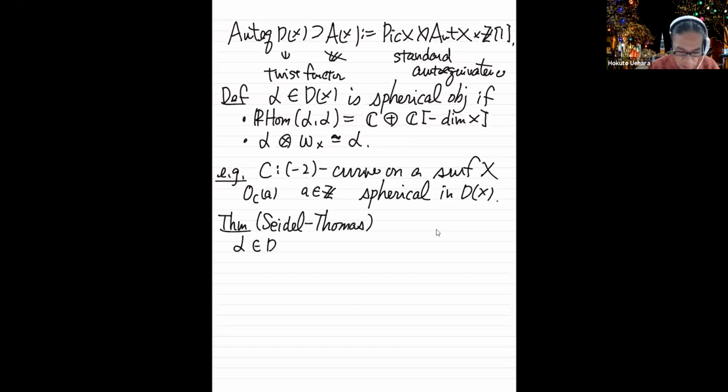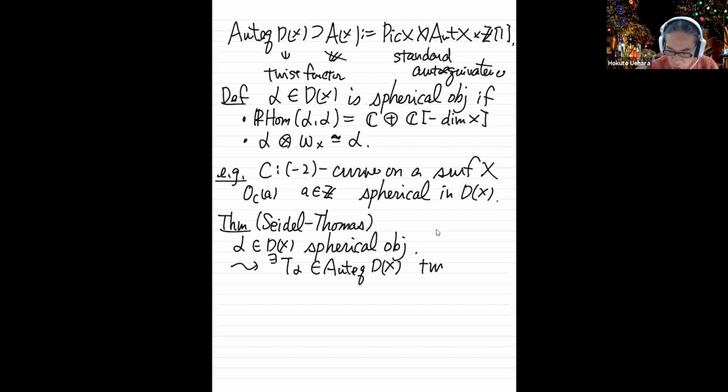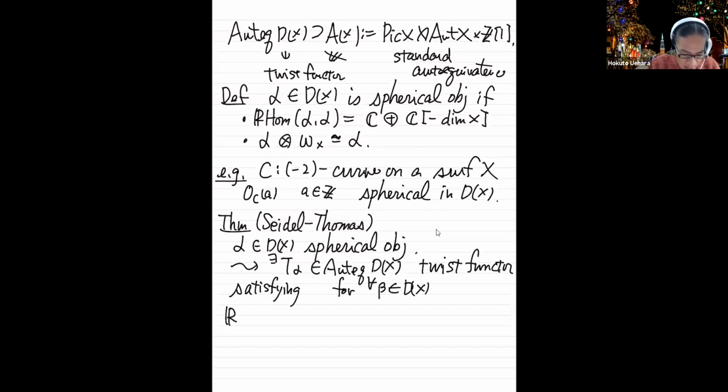For a given spherical object, we can define the autoequivalence T_alpha associated with this spherical object, which is called the twist functor, satisfying the following property: for any F in D(X), there is a distinguished triangle RHom(alpha, F) tensor alpha, and we consider the evaluation map and take the mapping cone. Yeah, this is a distinguished triangle.